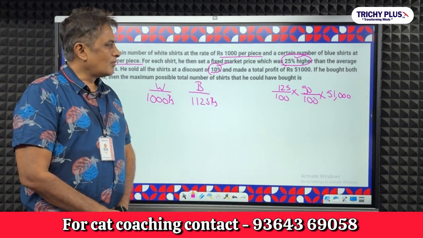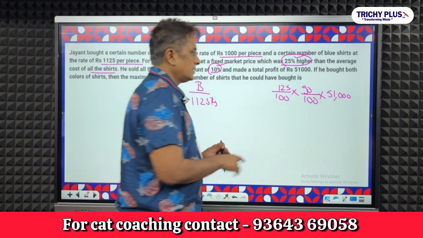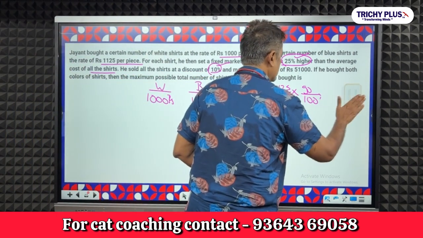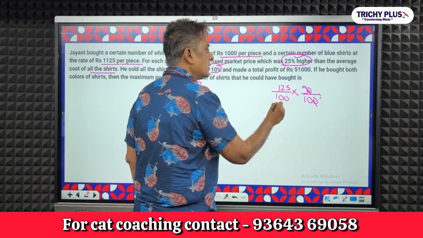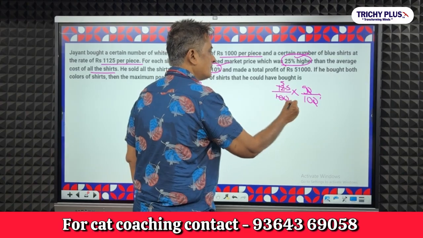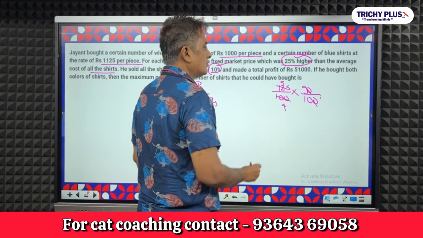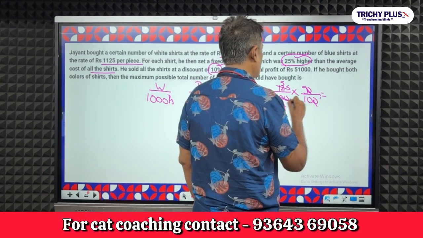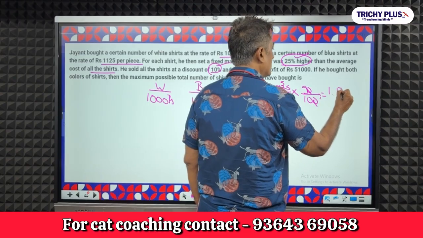Right? What does this mean? He gets a profit of 51,000. Now, if I do a simple calculation, this is 5 by 4 into 9, which is 1.125.